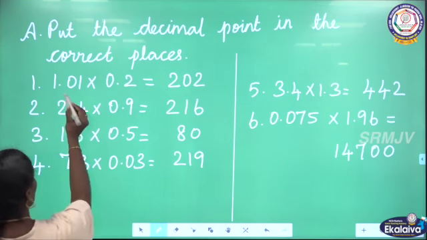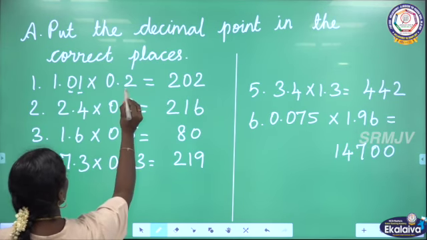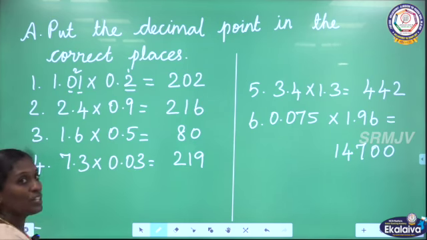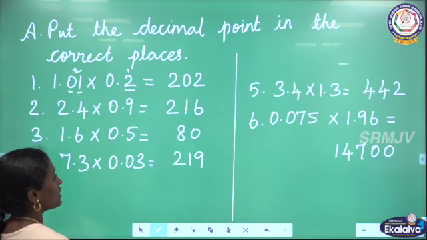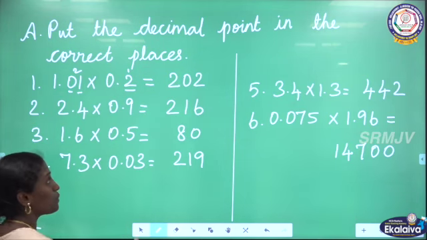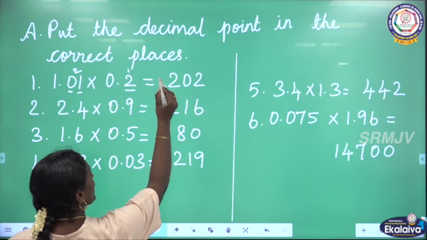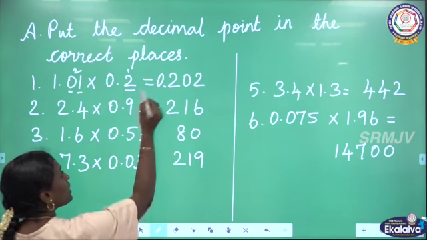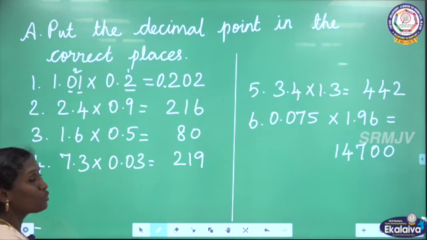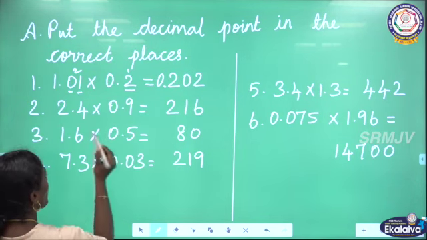See the question. In question how many decimal places is there? Here 1, 2, here 1. Here 2 decimal places, here 1 decimal place. Totally 3 decimal places are there. So we need in the answer also the same number of decimal places. So from the last before 3 digits we have to keep the decimal point. Then the whole number part is 0. So the answer is 0.202.